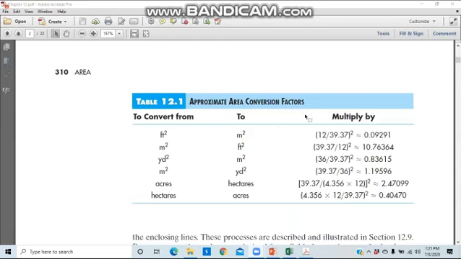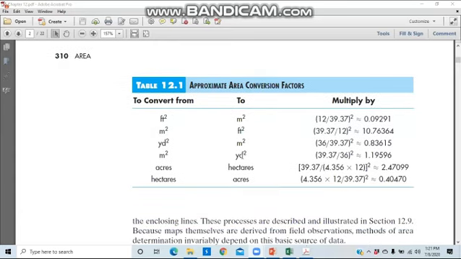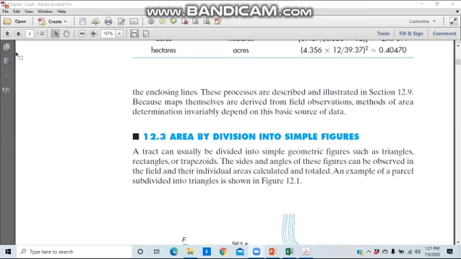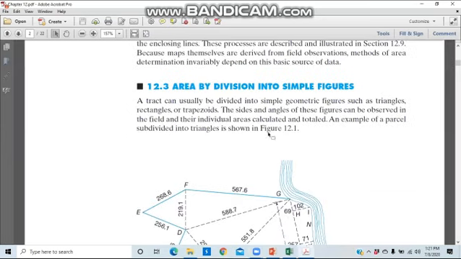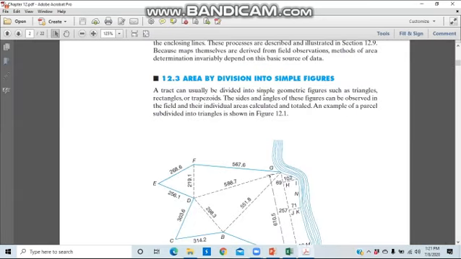Here are approximate area conversion factors, like how you can convert feet square to meter square and meter square to feet square, yard square to meter square and meter square to yard square, acre to hectares and hectare to acres. So these are handy if you remember them. That will save your time during the calculations, right? All right. The first method, area by division into simple figures.